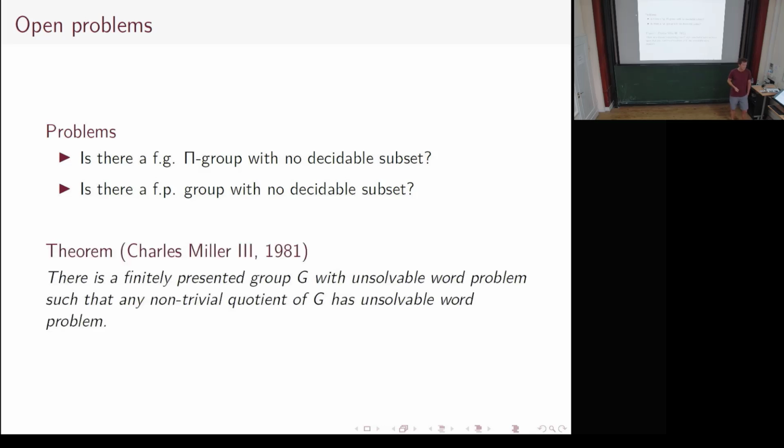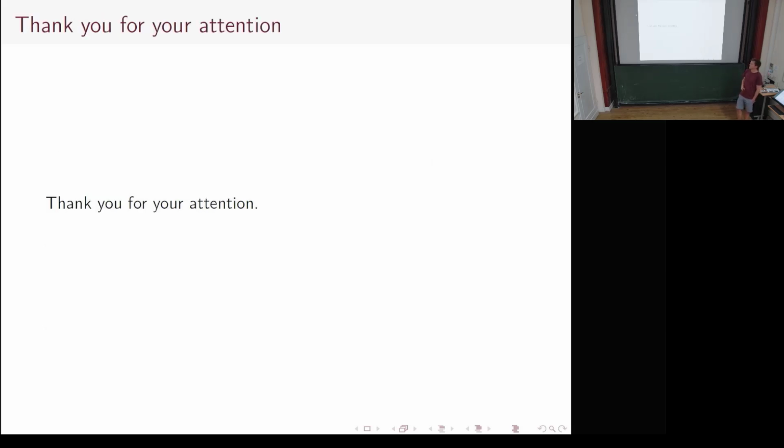And this is interesting because this would be a strengthening of the theorem of Miller from 1981, saying there is a finitely presented group with unsolvable word problem such that any non-trivial quotient also has unsolvable word problem. So this is saying no normal subgroup defines a decidable property in our group, and the question is, is it possible to say no subset defines a decidable property? All right, I'll stop here. Thank you for your attention.